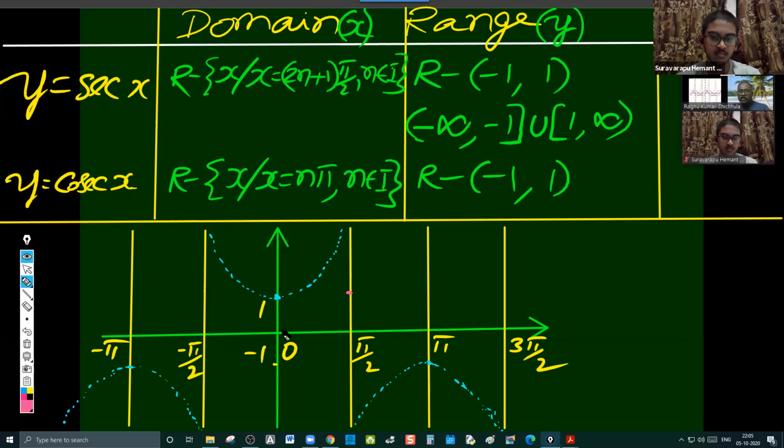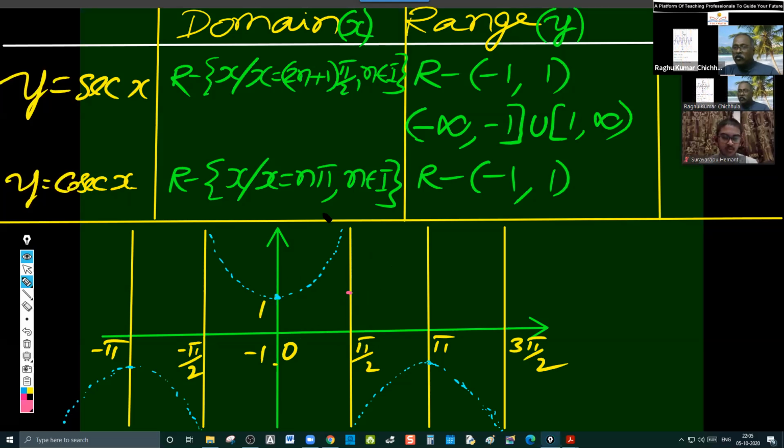What is cosecant 0? 1 by sine 0. What is 1 by sine 0? 1 by 0. 1 by 0 is what? Undefined. Similarly, cosecant pi is also undefined. So these undefined cases will be shown like this. Check it out, please.